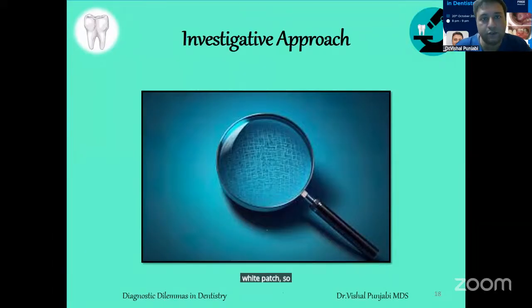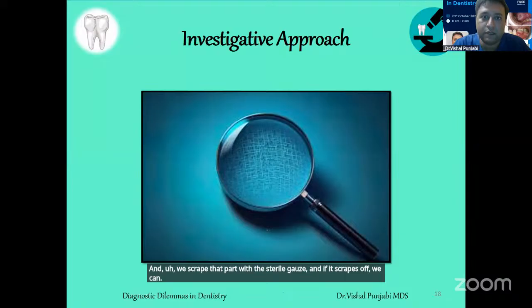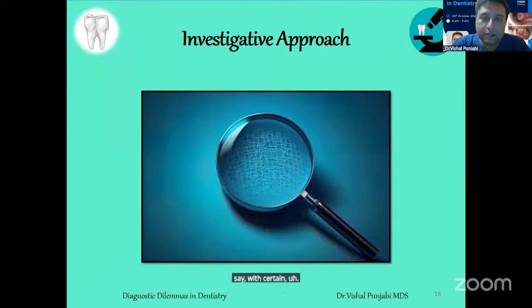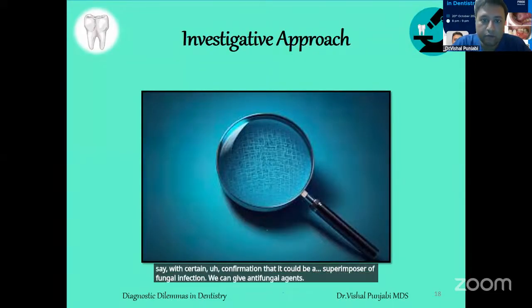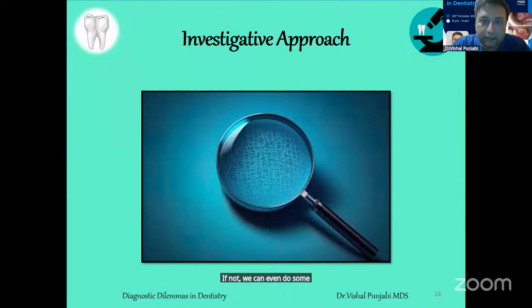In that situation, what we do is we scrape and check that part of the mucosa again, with that reflection that we saw. We scrape that part with a sterile gauze. If it scrapes off, we can say with fair confirmation that it could be a superimposed fungal infection, and we can give antifungal agents. If not, we can even do some chairside tests and check whether there is a candidal infection and it was not leukoplakia, because the treatment for both will differ.